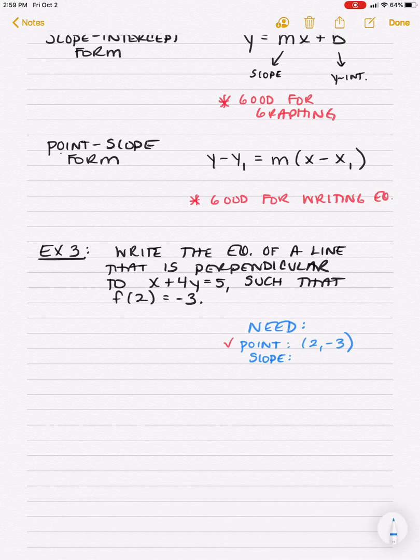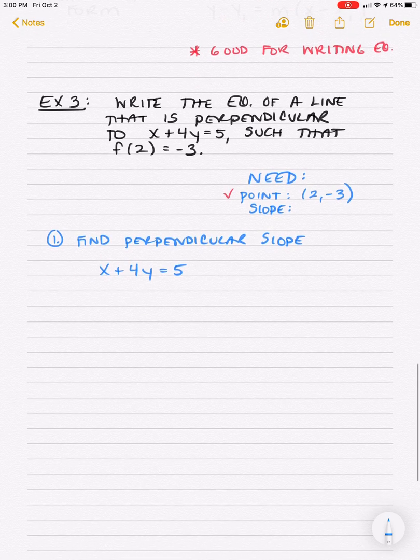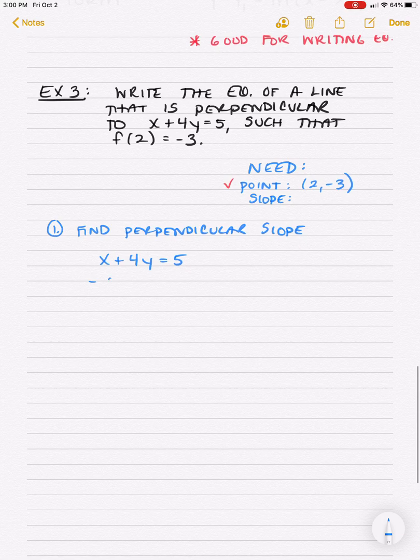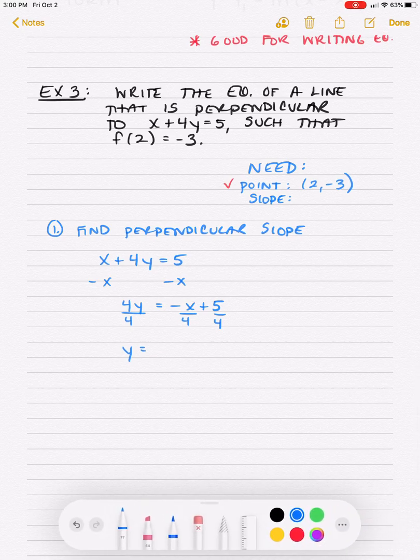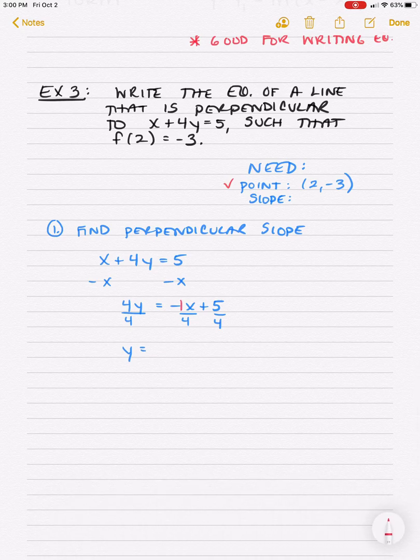So that's my entry point to this. What do I need to do first? I need to figure out the slope. So step one, we need to find the perpendicular slope. What I'm given here is the equation x plus 4y equals 5. We can use this equation to figure out the perpendicular slope. Let's remember how to solve for y. We get 4y equals -x plus 5. When I divide by 4, we want to divide each part individually by 4. So my slope is going to be -1/4 x plus 5/4.